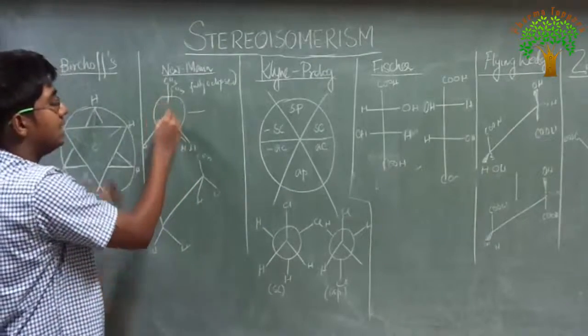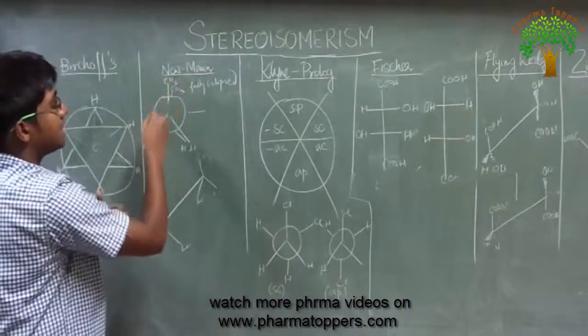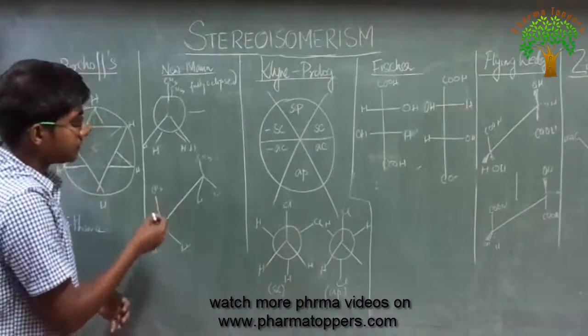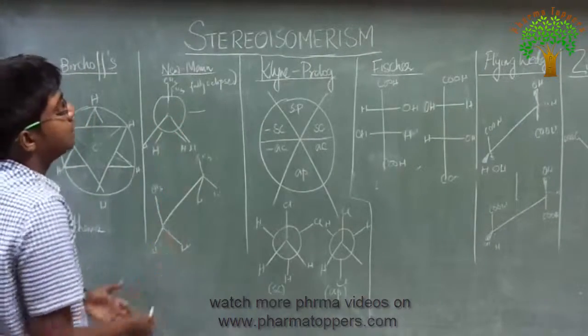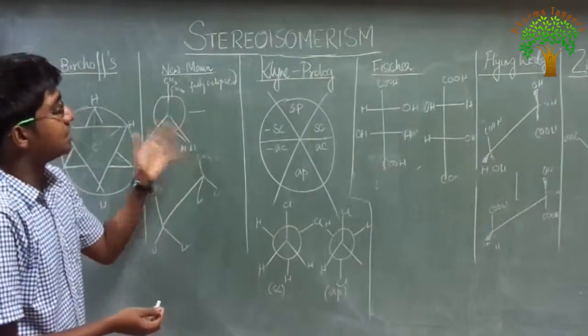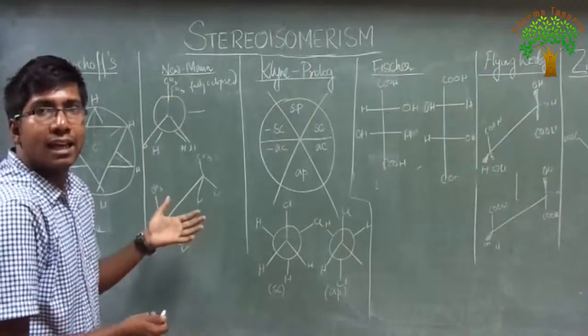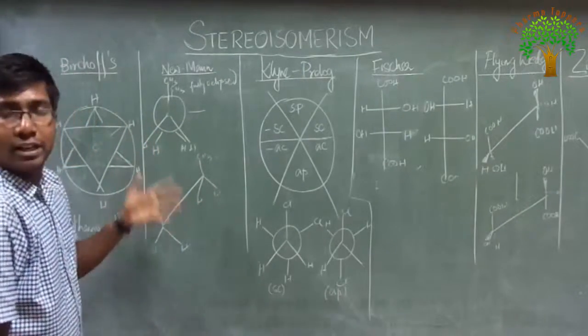This actually represents the carbon attached to 3 different groups. We can also write the various different forms like the fully eclipsed form, partially eclipsed form, gauche form, and the anti form. We have already discussed all this.